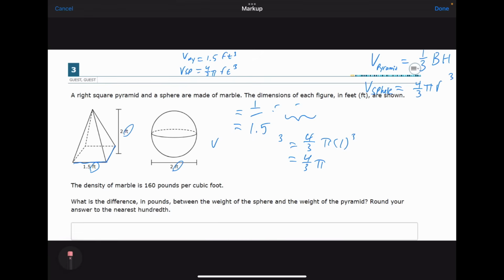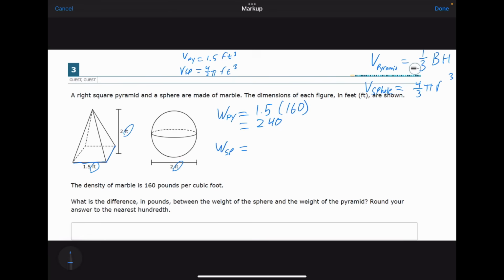So we determined earlier that our volume is going to be multiplied by 160 to give us our weight. So let's go ahead and knock that out now. The weight of the pyramid is going to be that 1.5 number times the 160 number from the density. And that number is going to be 240. And then for the weight of the sphere, we have 4/3 times pi times 160.